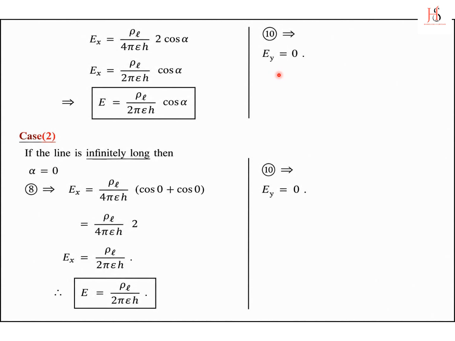Similarly, we need to find Ey. So what was the equation for Ey? Ey is rho l divided by 4 pi epsilon h into sine alpha 2 minus sine alpha 1. So when you substitute sine 0, sine 0 is equal to 0. Therefore, your entire Ey term will become 0 for case 1 as well as for case 2.